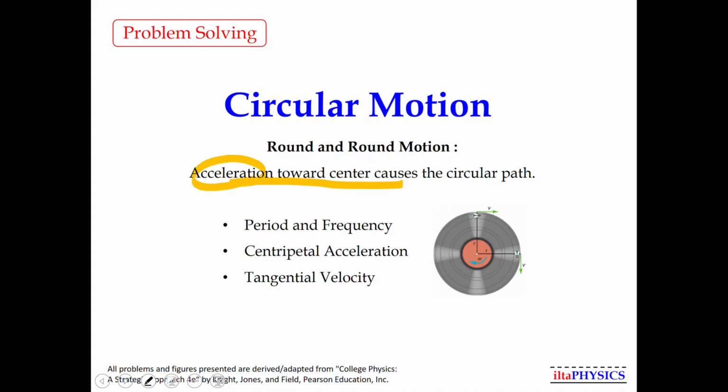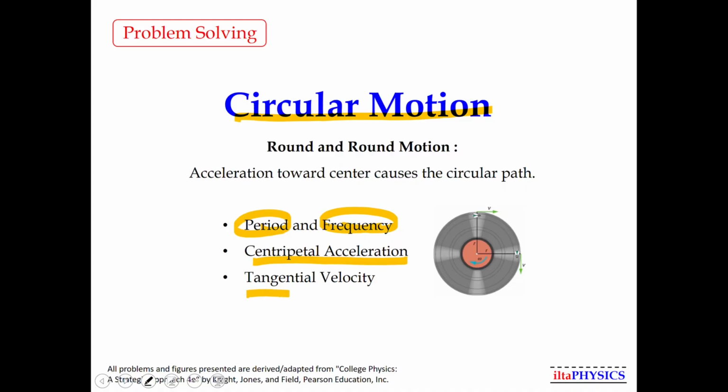The types of problems we'll cover today include basic questions about the period and frequency of circular motion, the centripetal acceleration that makes circular motion possible, and the tangential velocity, which is the actual speed of the object. First, let's briefly summarize the basic theoretical concepts of circular motion.